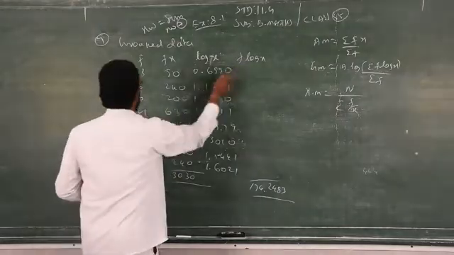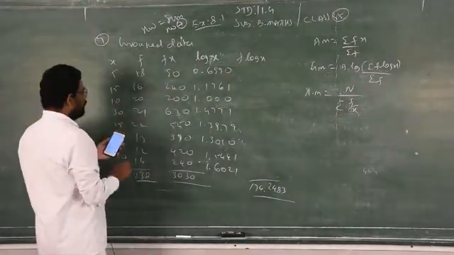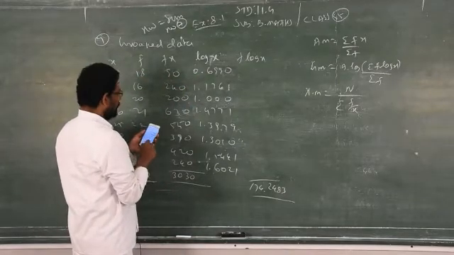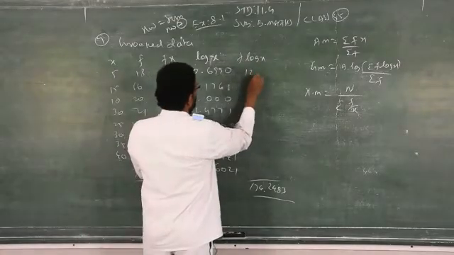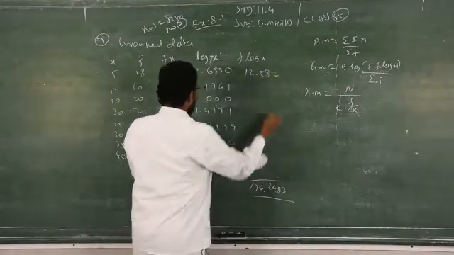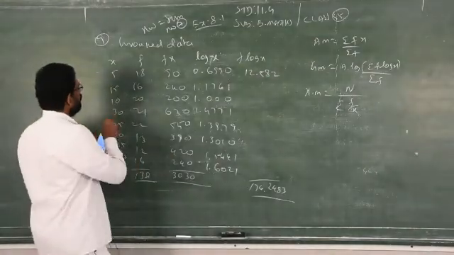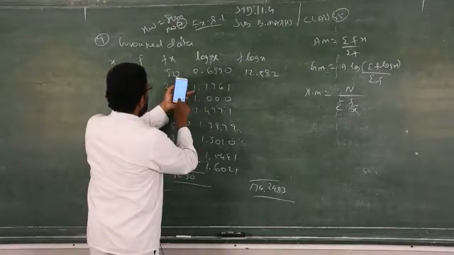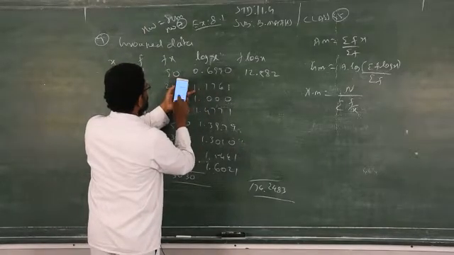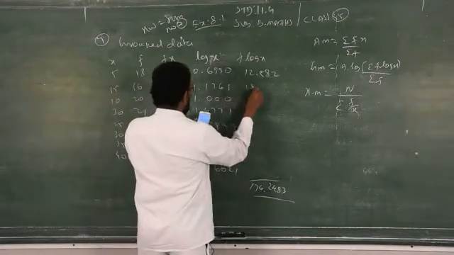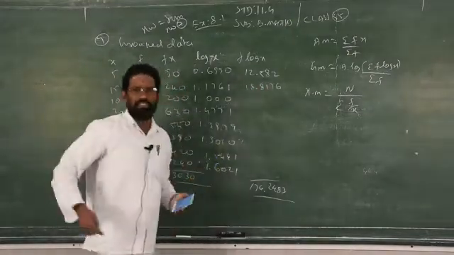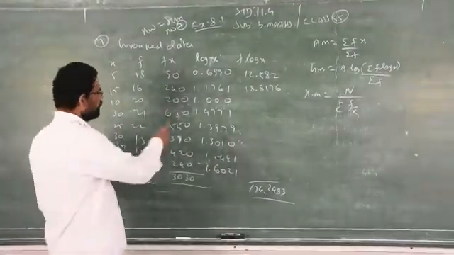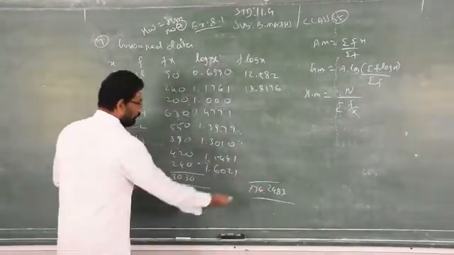Clear? Now f into log x: 18 into 0.6990. What will be the answer? 12.582. The next one, 16 into 1.1761. What is the answer? 18.8176. Clear? Then likewise you have to do all the remaining ones, you will get the answer.